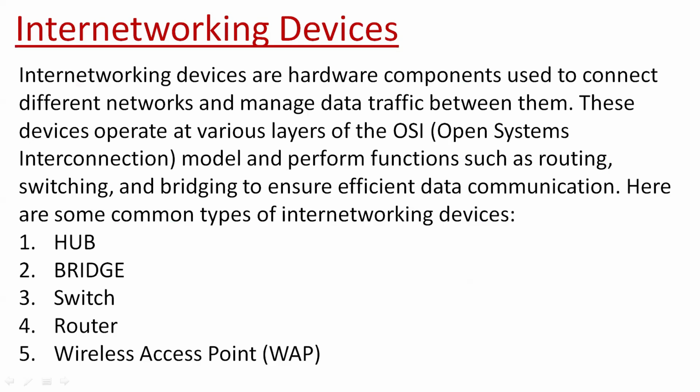Internetworking devices are hardware components used to connect different networks and manage data traffic between them. These devices operate at various layers of the OSI model and perform functions such as routing, switching, and bridging to ensure efficient data communication. Here are some common types of internetworking devices: hub, bridge, switch, router, gateway.